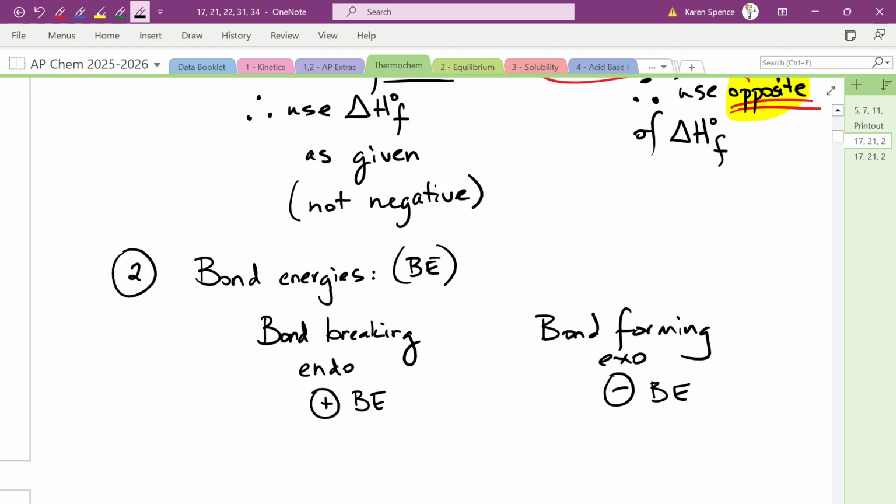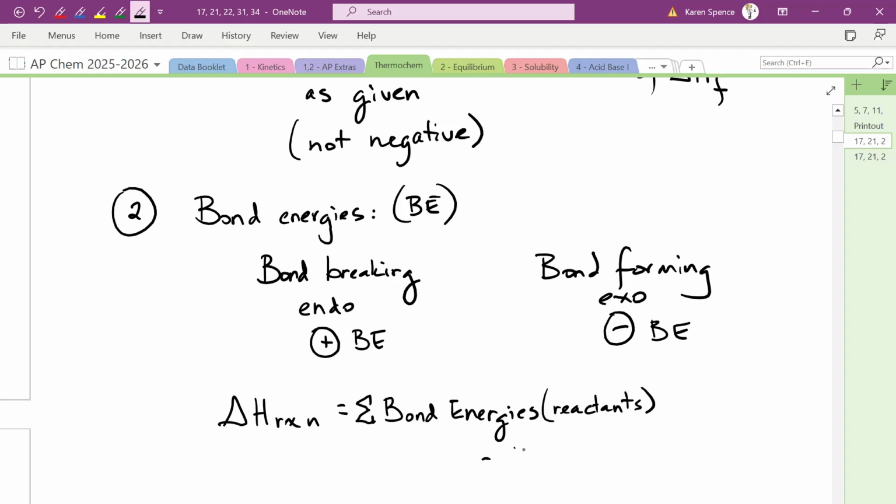So you'll take the bond energies and you'll make them positive, and these ones you'll make them negative. There is a formula that you can write for this. You can say delta H of reaction is equal to the sum of bond energies of the reactants minus the sum of the bond energies of the products.